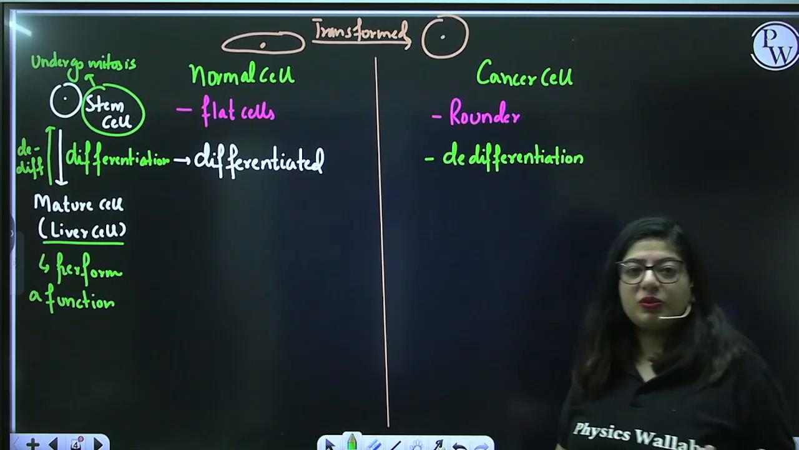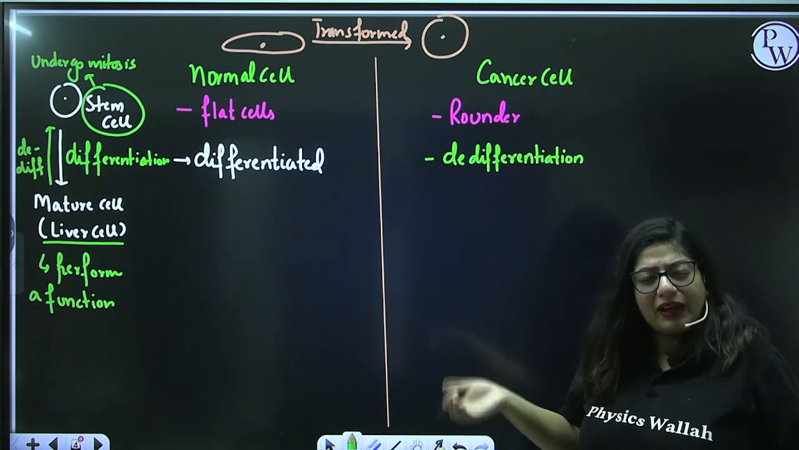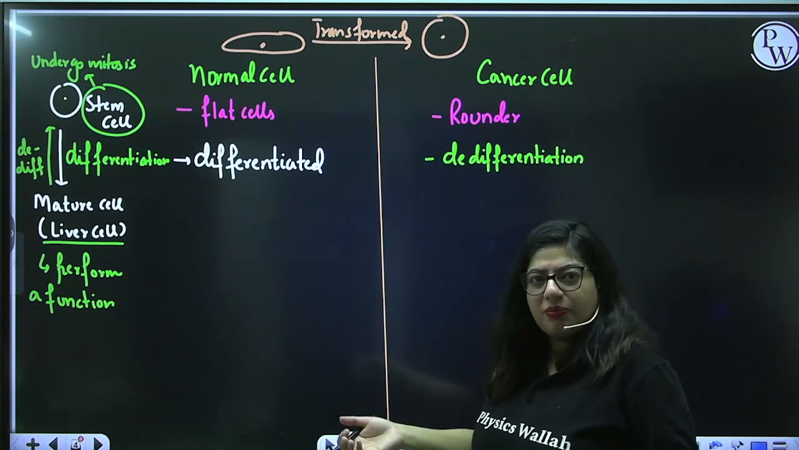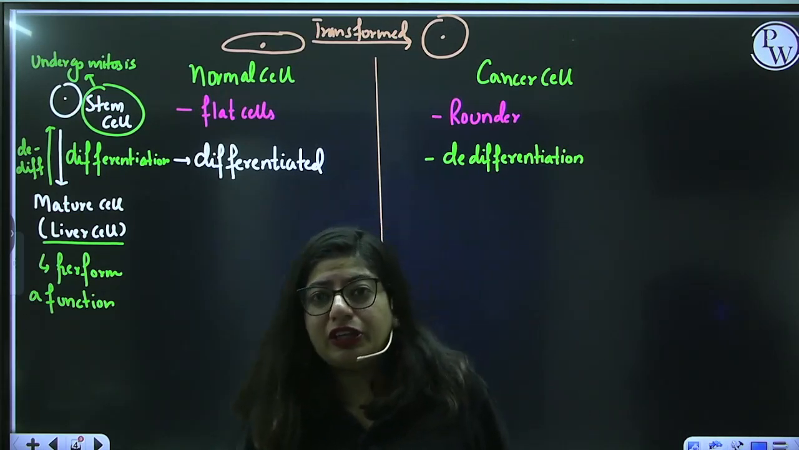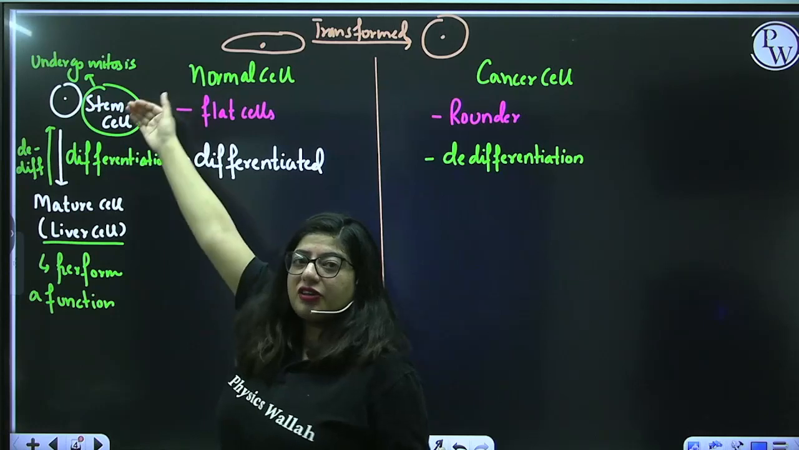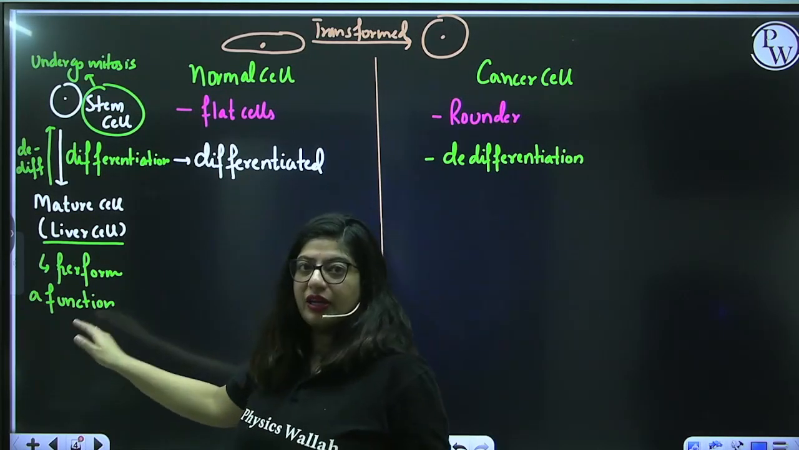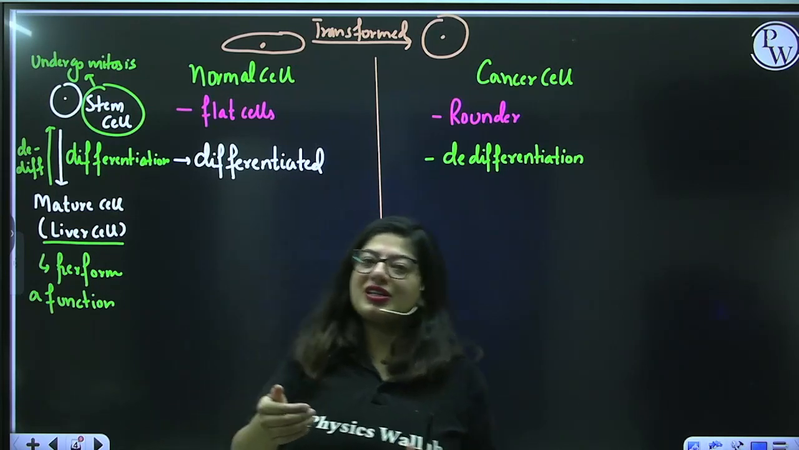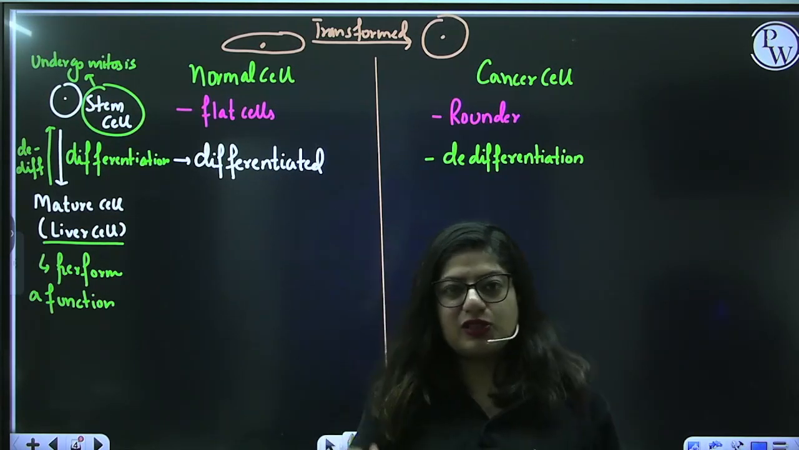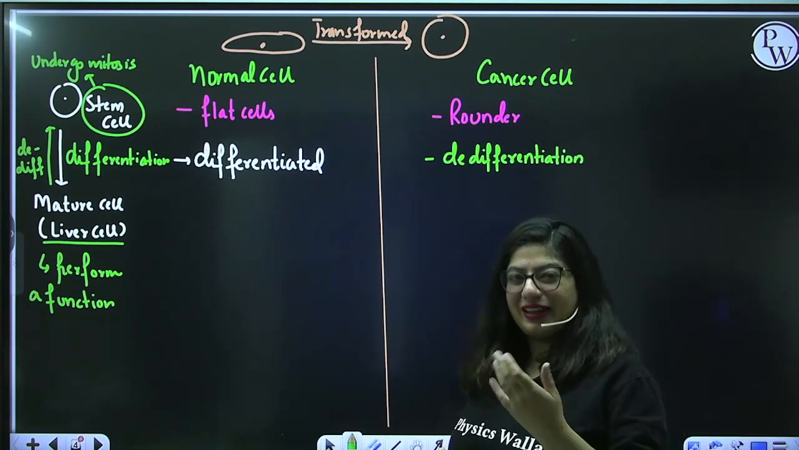Otherwise, you must be thinking, ma'am, if they are our own body cells, it will be better for us. We are getting more in number. Why are they not of any use? Because now your own body cell is getting converted into a stem cell, but it cannot perform the specific function it was performing because it has been converted into a cell like a stem cell. Okay, that's why they are of no use, rather more harmful. How, we'll talk about that one by one.